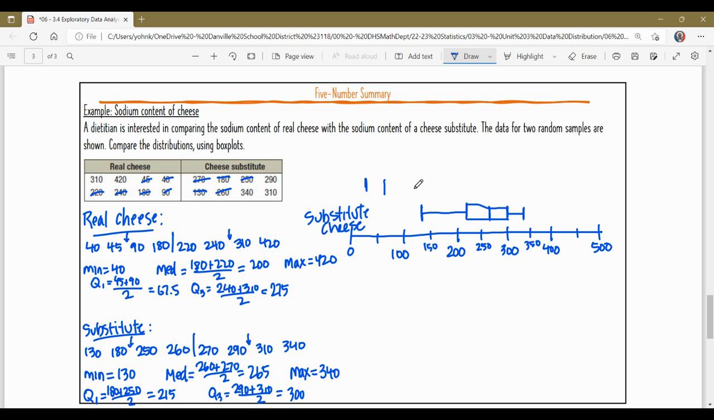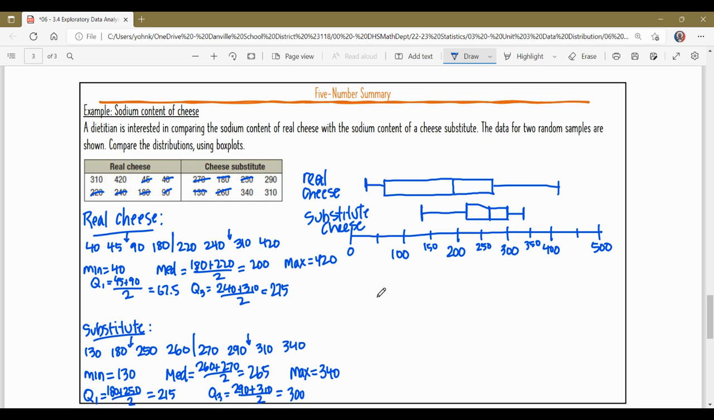67.5 is Q1. 200 is the median. Then 275 is Q3. And 420 is the max. So let's hope that these turned out a little bit straighter. And draw your whiskers. Okay, and this is the real cheese, the goat. That's funny because it might have come from a goat. All right, so we've got real cheese on the top box plot and substitute cheese on the bottom.